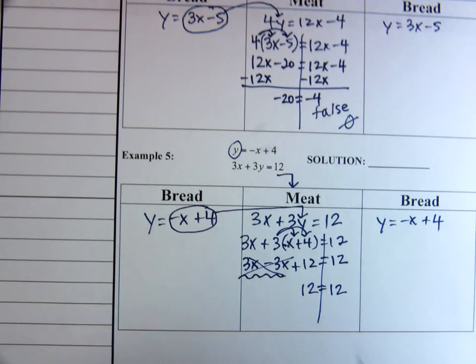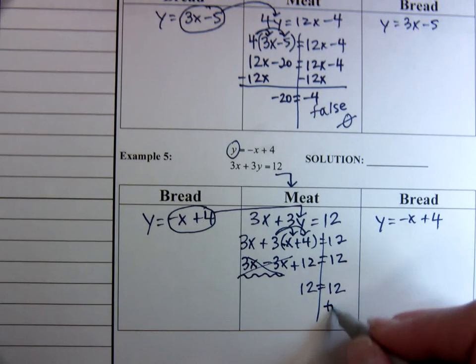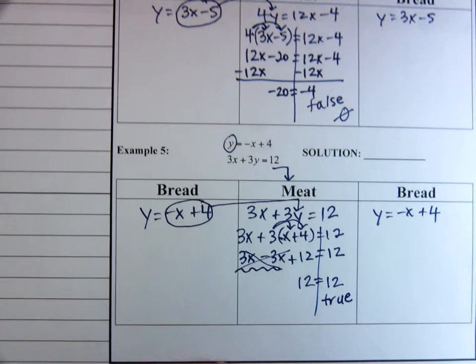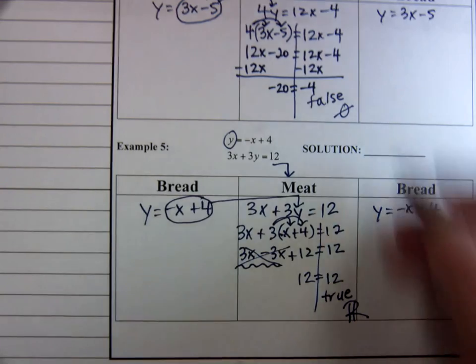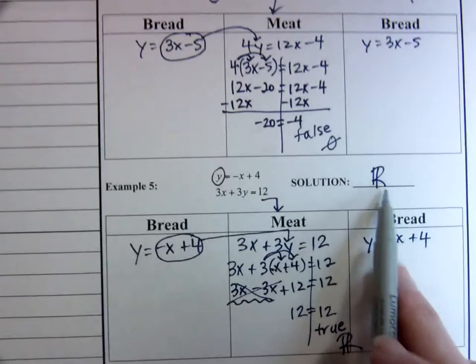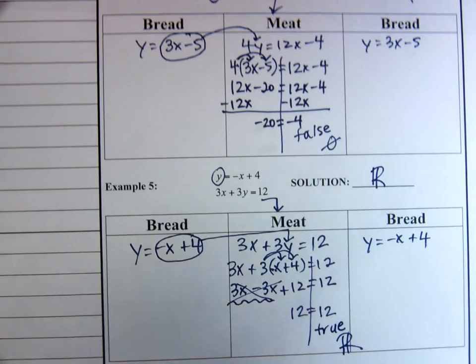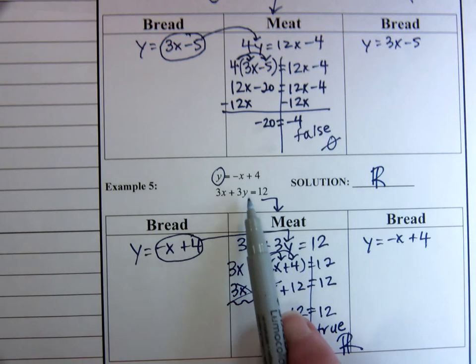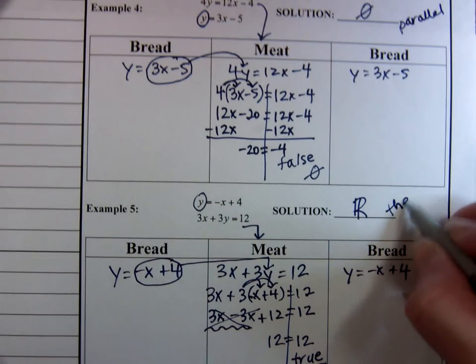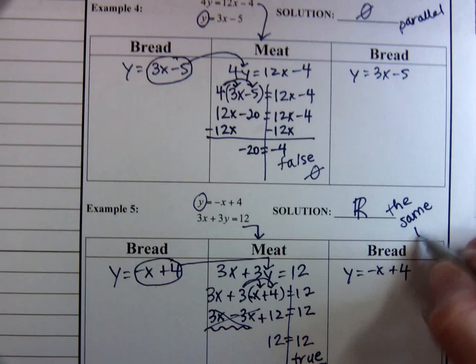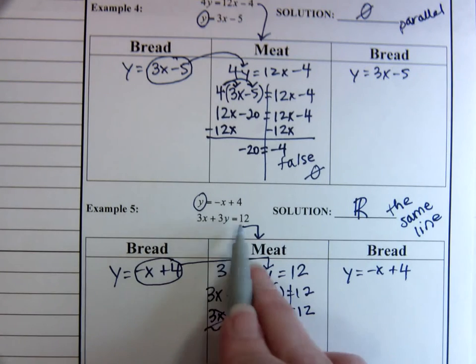So what do we need to do? We need to think, okay, is that true or false? That is true. And when you have a true statement, what is your answer? All real numbers. So let's think back. If we had all real numbers, remember we did this on the first set of notes, what does that mean that our lines are? The exact same. So if we were to solve this equation right here for y, you would see that they would be the exact same equation.